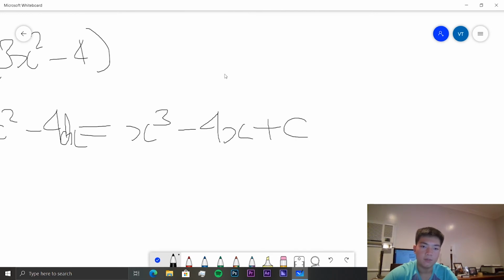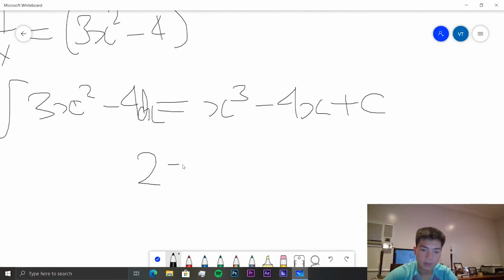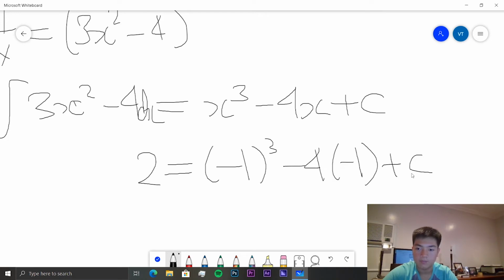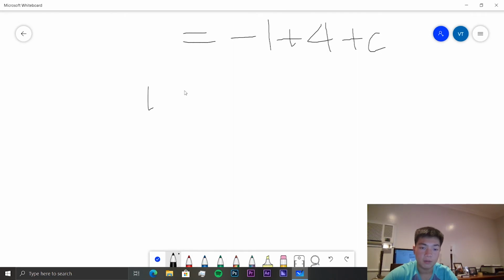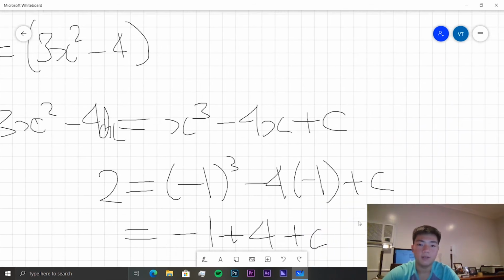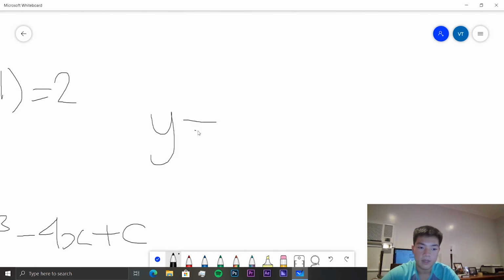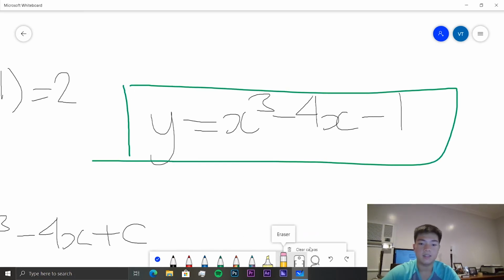And so now we need to plug in this additional information in order to get the constant. So we know 2 is equal to negative 1 cubed minus 4 times negative 1 plus c. It's equal to negative 1 plus 4 plus c. So we have c is equal to negative 1. So since c is equal to negative 1, the original function y must be equal to x cubed minus 4x minus 1. So that is the answer. Okay, on to the next one.